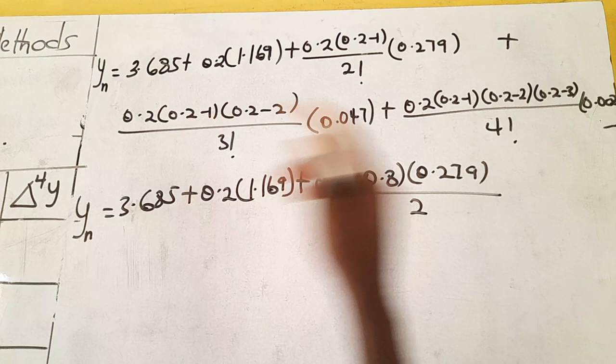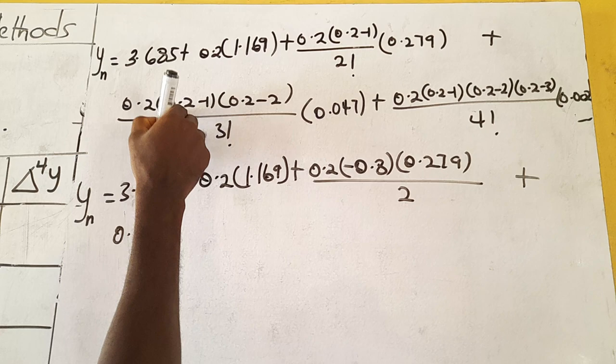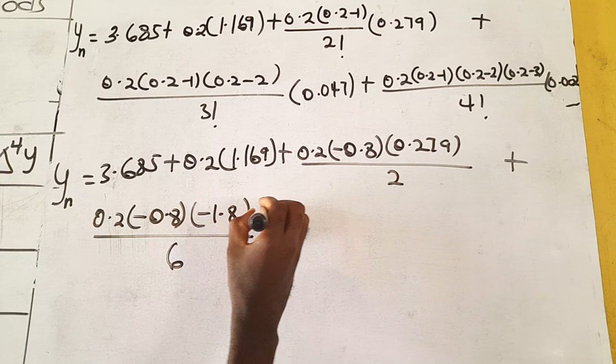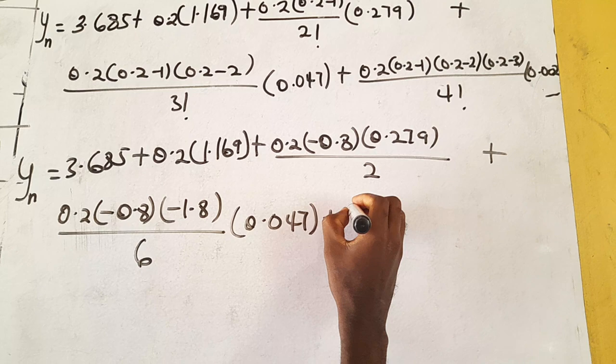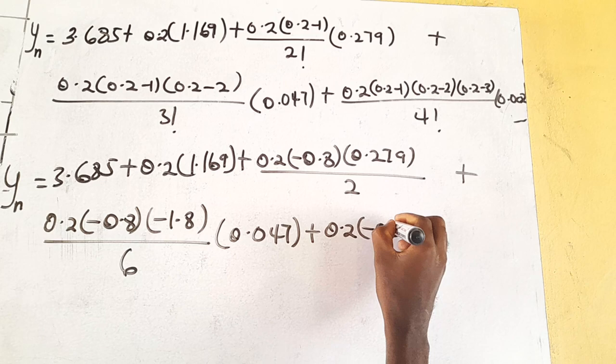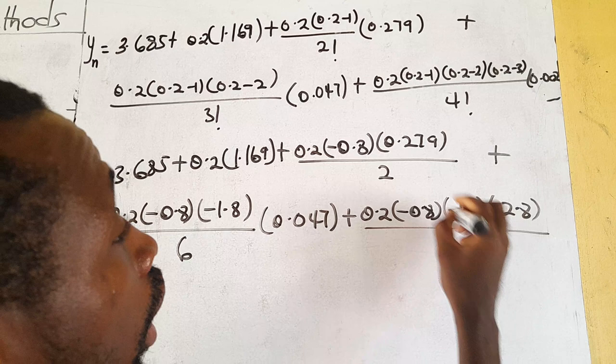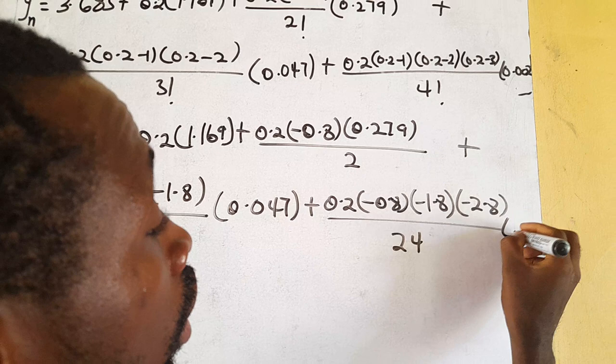Then plus, this will get 0.2 times negative 0.8. Then 0.2 minus 2 will be negative 1.8 all over 3 factorial is 6, then times 0.047. Then the last one plus 0.2 times 0.2 minus 1 will be negative 0.8, then 0.2 minus 2 will be negative 1.8, then 0.2 minus 3 will be negative 2.8 all over 4 factorial is 24, then times 0.002. I hope you get that.